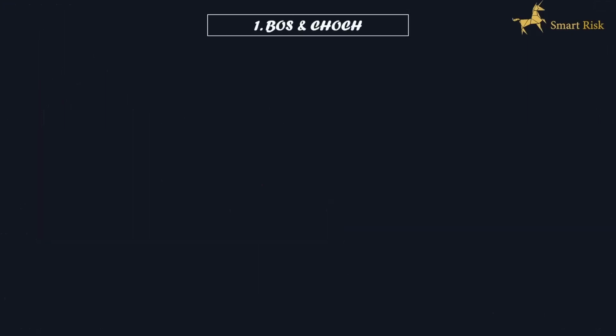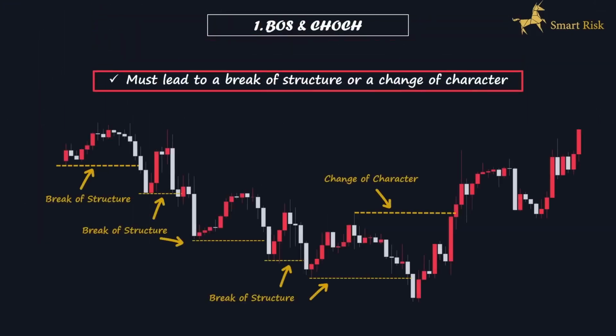Rule number 1. It emphasizes that for considering a fair value gap for executing trades and as an entry point, the price must lead to a break of structure or a change of character in the market. Without a valid break of structure and change of character, we must not execute any trades based on fair value gaps because these elements are essential signals that indicate whether the market will continue in its initial direction or experience a reversal.